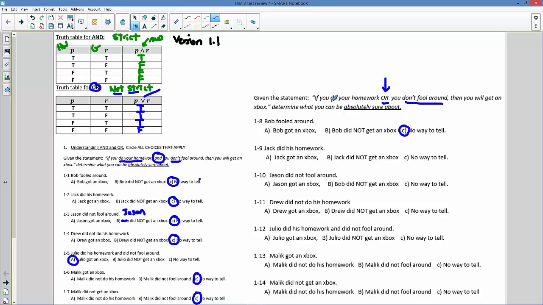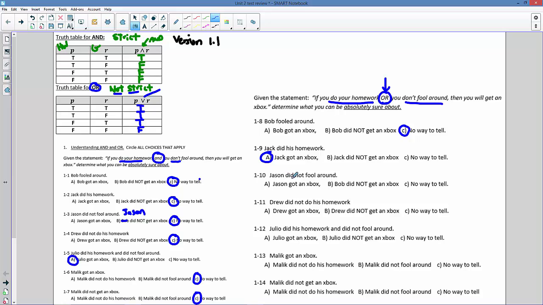Jack did his homework. Okay, so Jack met this condition. He did his homework. We don't know if he fooled around or not, but it actually doesn't matter because or says, look, you only have to do one or the other. So we absolutely know he got an Xbox. So Jack did his homework, so we know Jack got an Xbox.